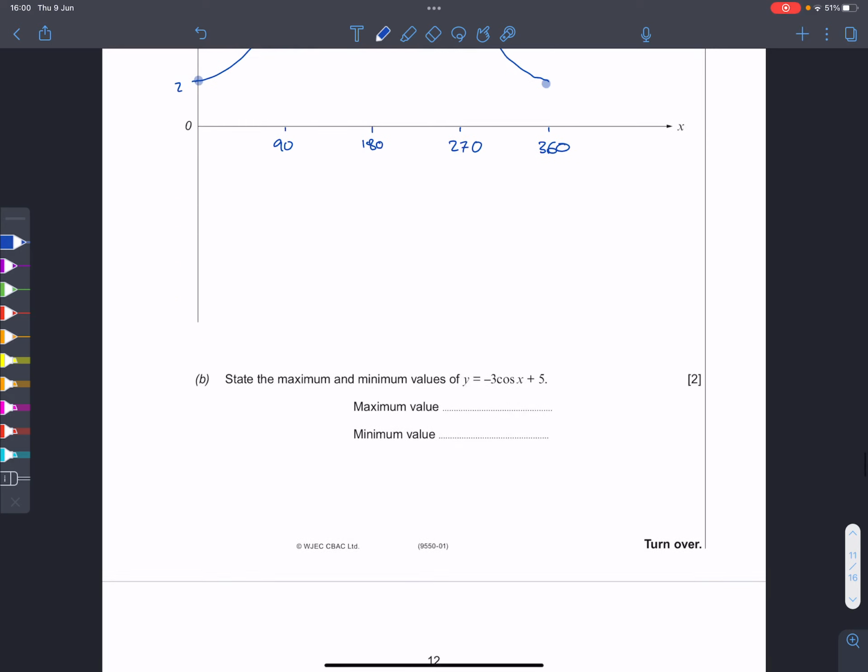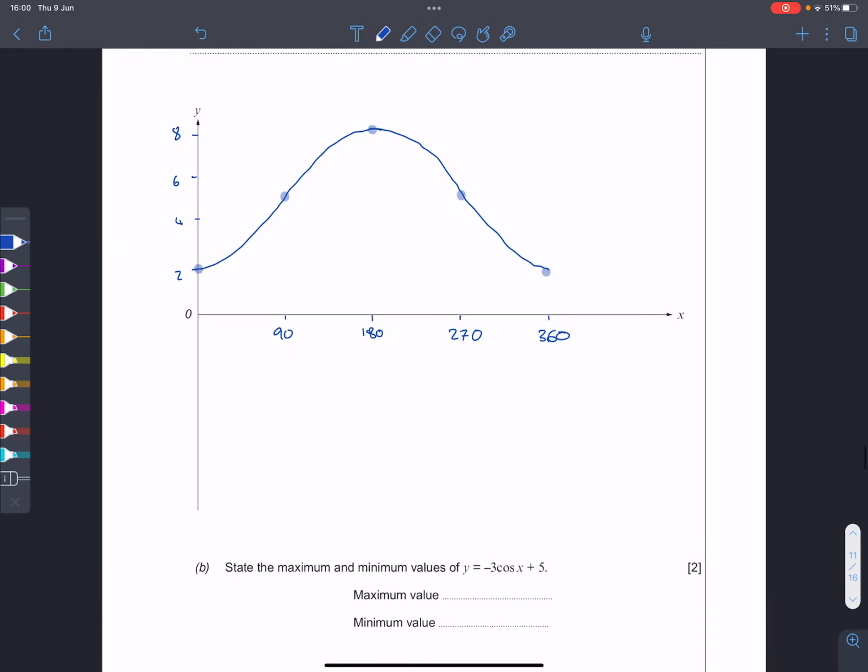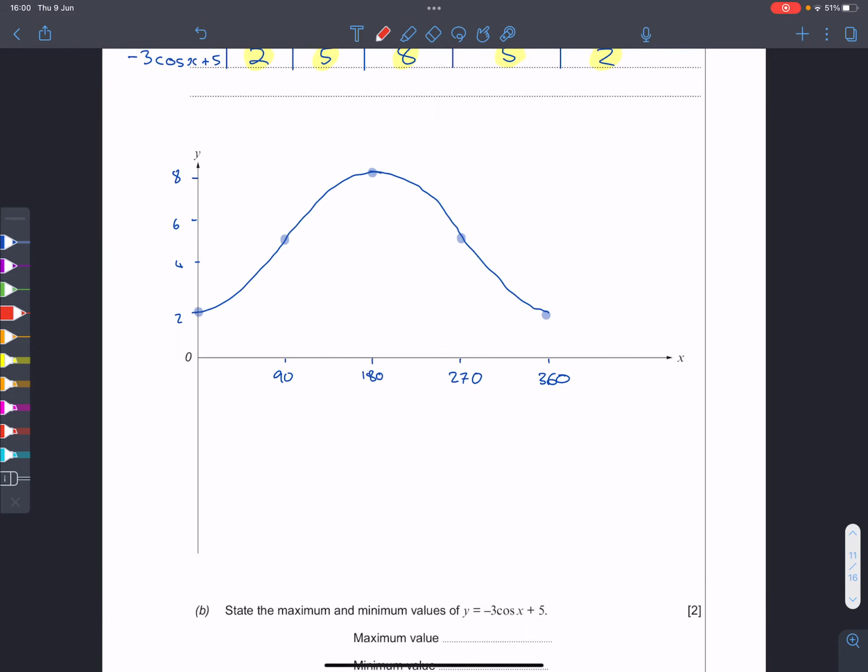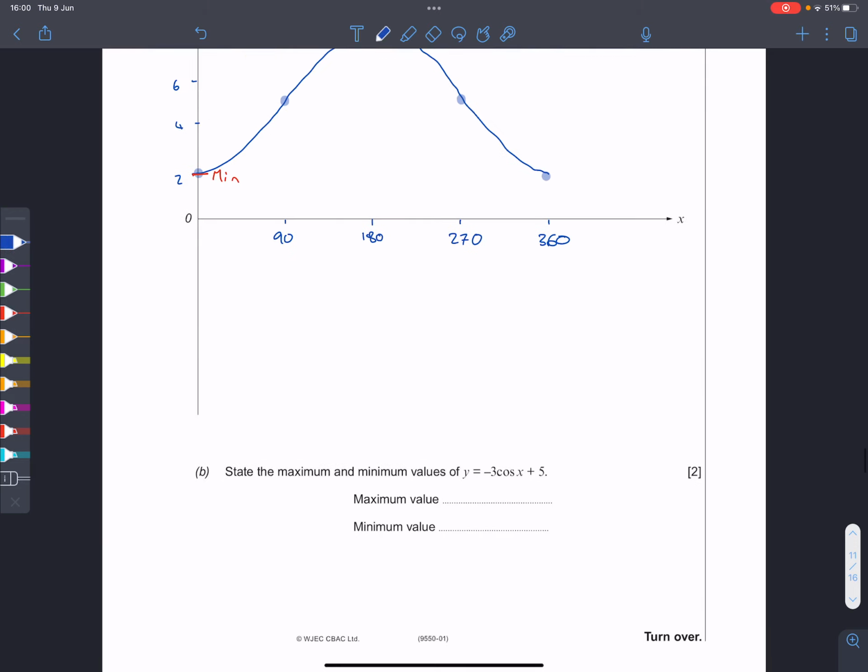And then the question says, state the maximum and minimum of this graph. Well, the maximum is the highest point it can reach. So the maximum is here, which is 8. And the minimum is here, the lowest point it can reach, which is 2. So we've got the maximum value is 8, and the minimum value is 2.